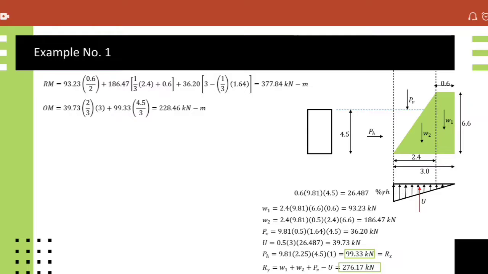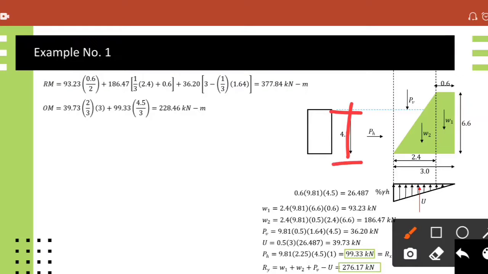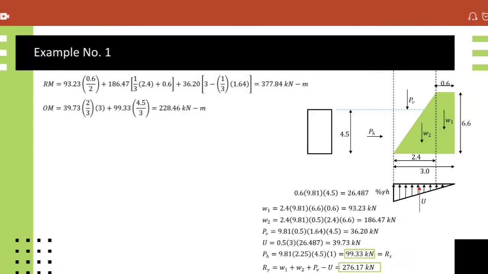Next is the pH. So, sa pH natin, triangle ulit yan. Triangle, kung mapapansin nyo, triangle siya. So, pH, 99.33 times 4.5. 4.5 ang ating height ng water. Tsaka, kunin mo yung 1/3 ng 4.5. So, 4.5 over 3. Which will give an answer of 228.46 kilonewton meter.